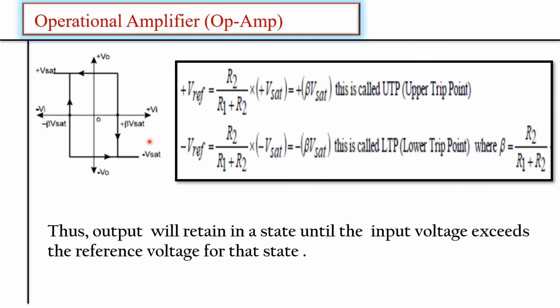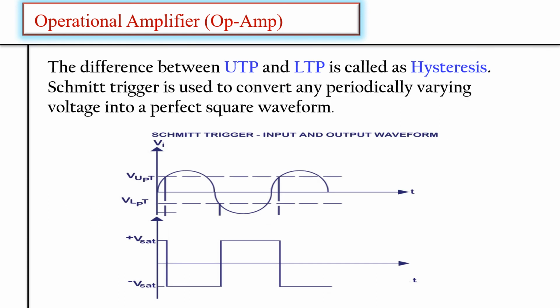This is nothing but the transfer characteristics of the op-amp. Here the transfer characteristics is shown. The difference between the two trip points, that is UTP and LTP, is called hysteresis. The hysteresis is desirable as it prevents noise from causing false triggering. If the peak-to-peak noise voltage is less than the hysteresis, the noise cannot produce a false trigger. The Schmitt trigger is used to convert any periodically varying voltage into a perfect square wave. So that is the use of Schmitt trigger.